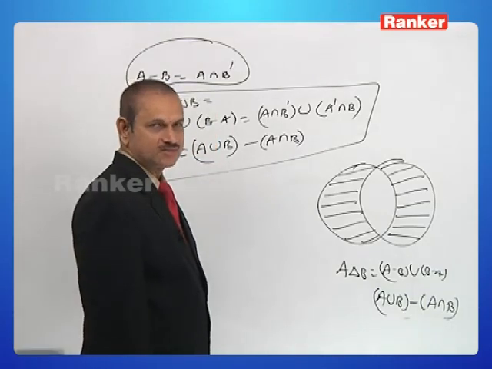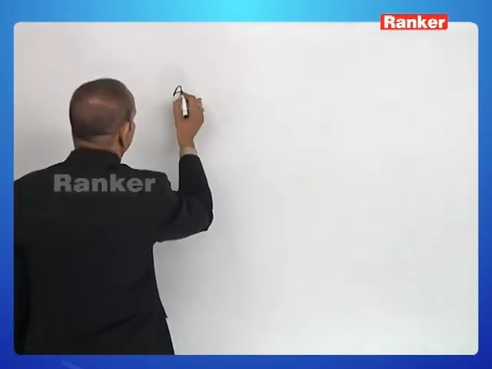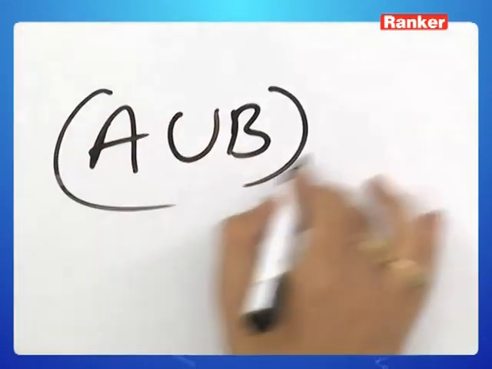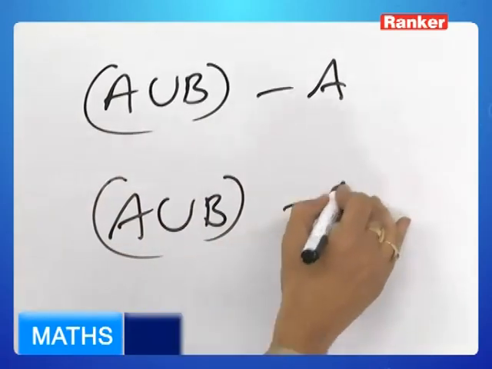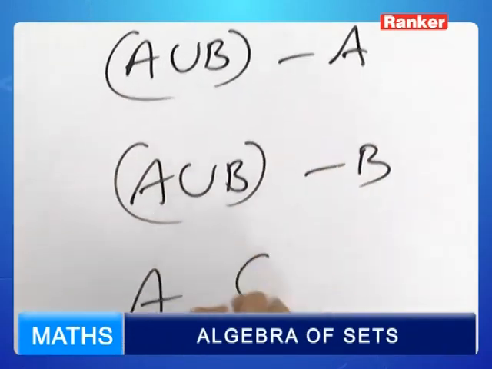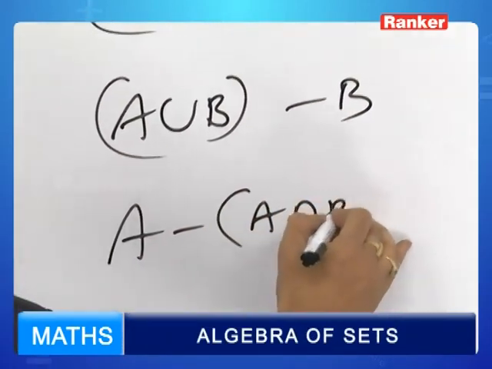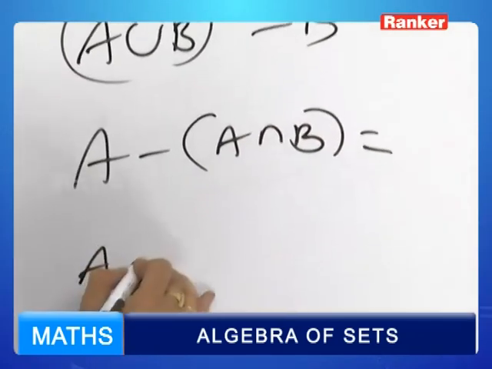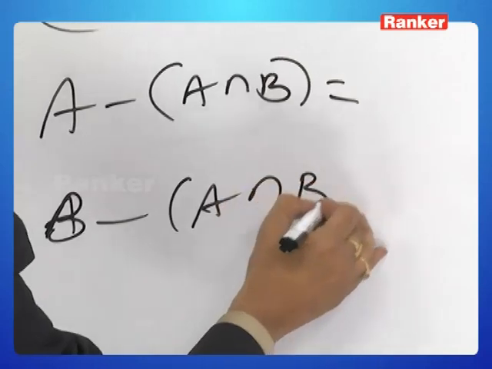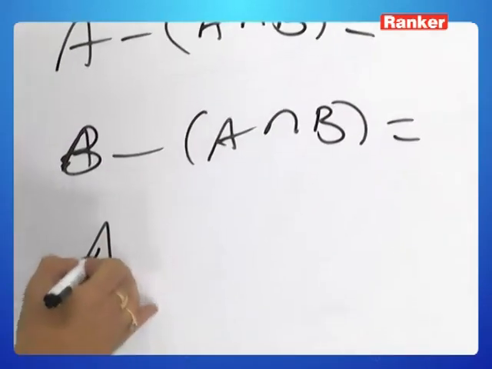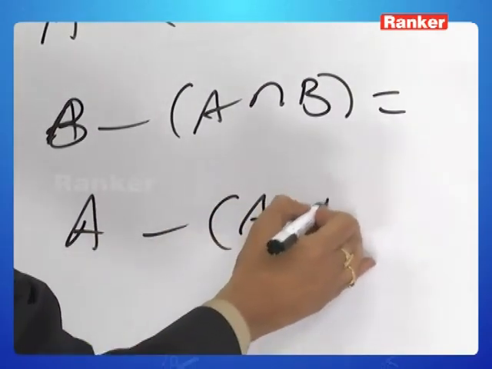The next concept. A union B minus A. A union B minus B. A minus A intersection B. A union B minus A intersection B. A minus A minus B.